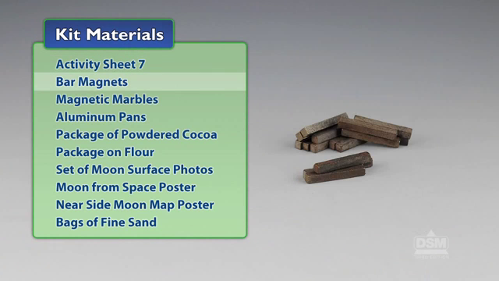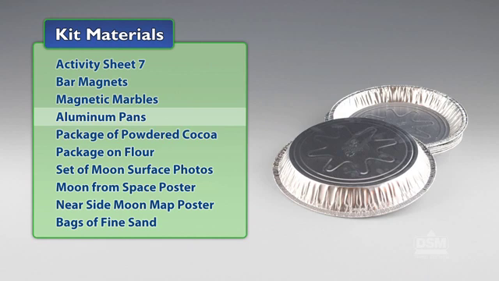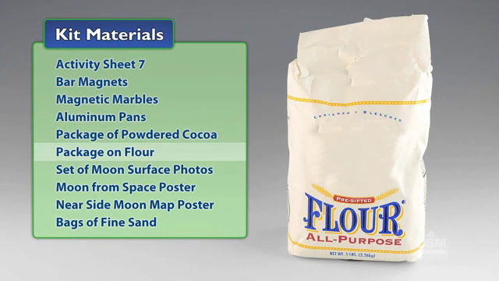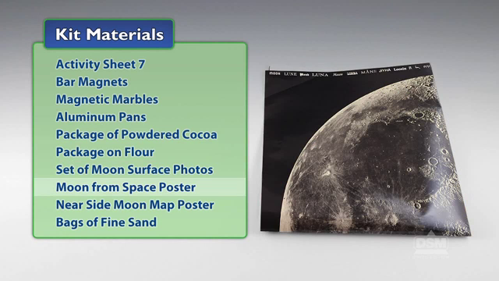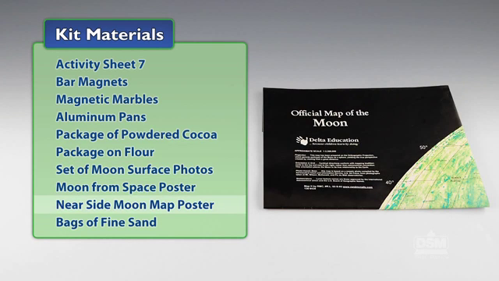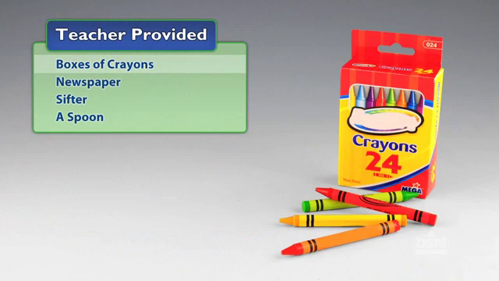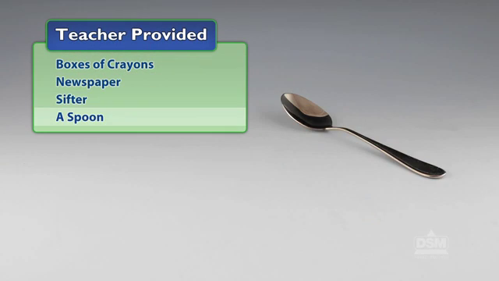You will need the following materials from the kit: Activity Sheet 7, bar magnets, magnetic marbles, aluminum pans, package of powdered cocoa, package of flour, set of moon surface photos, moon from space poster, near-side moon map poster, and bags of fine sand. You will also need to provide boxes of crayons, newspaper, sifter, and a spoon.